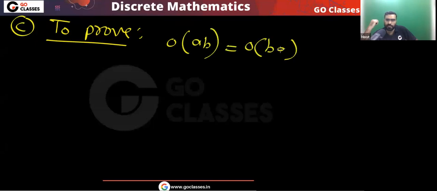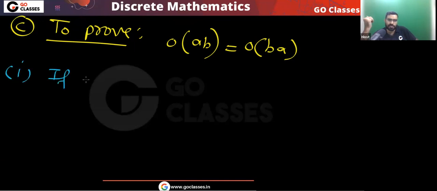What we need to prove? We need to prove that order of AB is the same as order of BA. Okay, order of AB is the same as order of BA. This is what you need to prove. So let's see the first side.